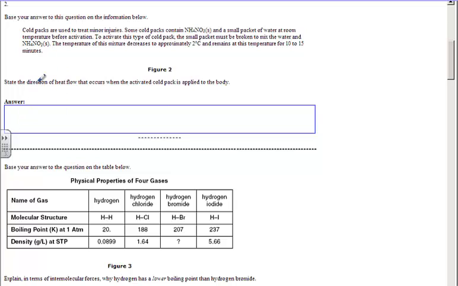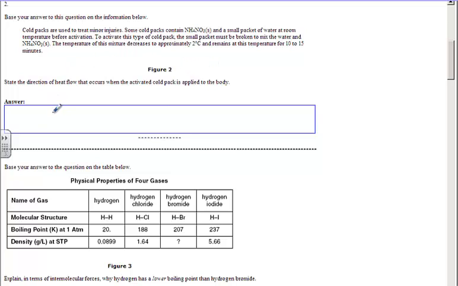So this one says to state the direction of heat flow that occurs when the activated cold pack is applied to the body. So we're going to read this. It says cold packs are used to treat minor injuries. Some cold packs contain ammonium nitrate and a small packet of water at room temperature before activation. To activate the cold pack, the small packet must be broken to mix the water and the ammonium nitrate. The temperature of this mixture decreases to approximately 2 degrees and remains at this temperature for 10 to 15 minutes.